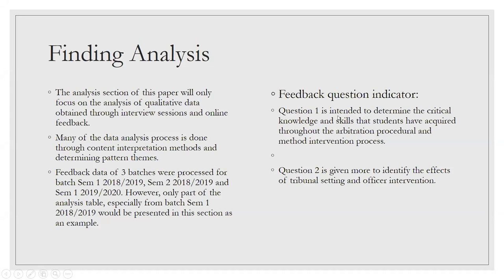The first question is intended to determine the critical knowledge and skills that students have acquired throughout the arbitration procedural and method intervention process. Meanwhile, question 2 is given to identify the effects of tribunal settings and the officer intervention.